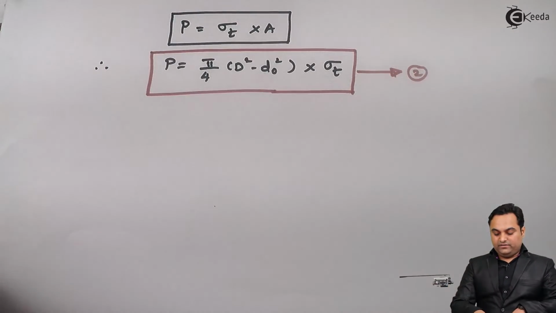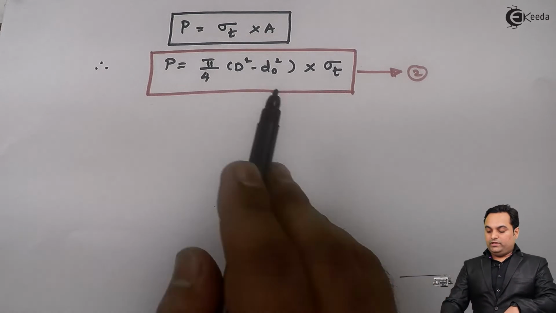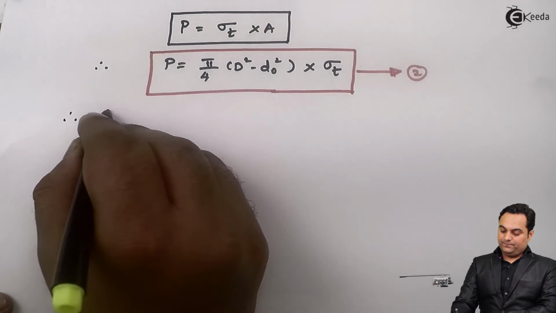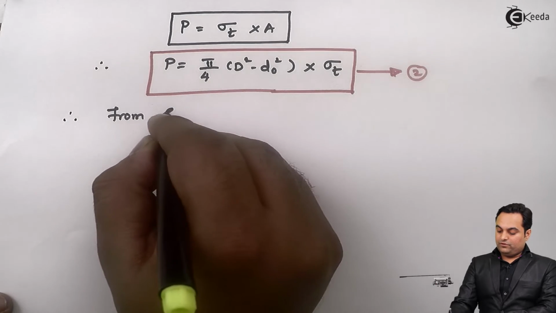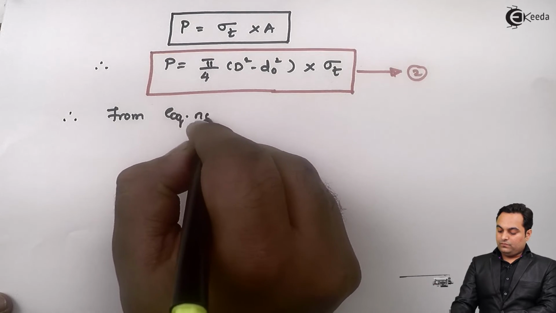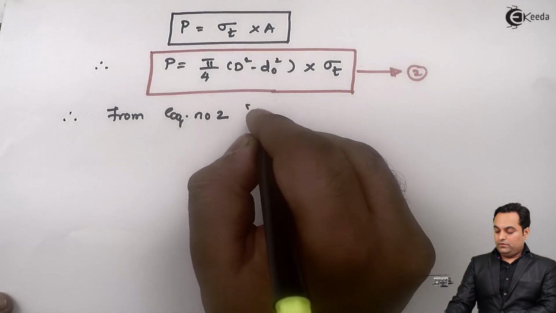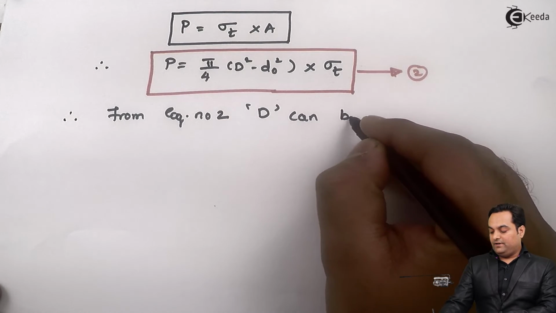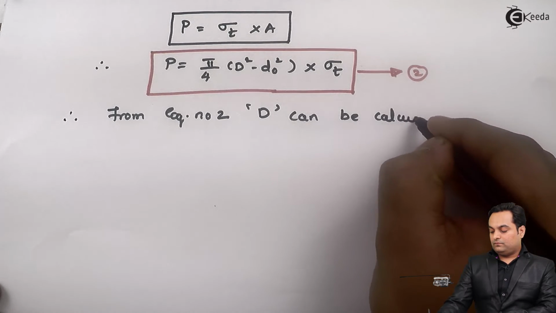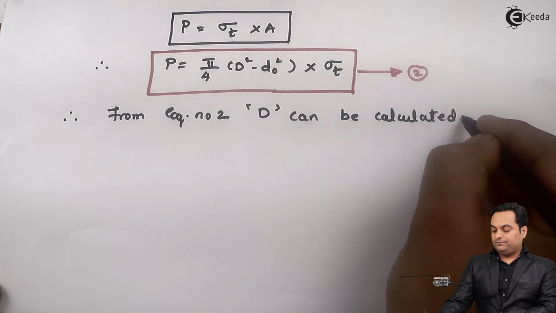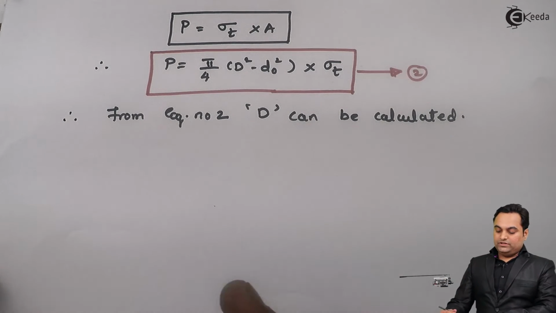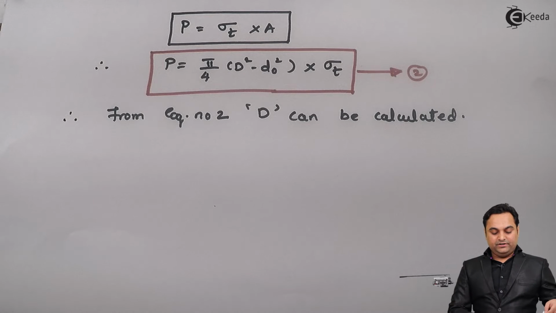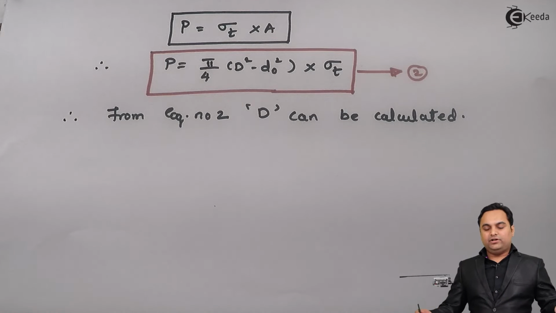So we can say that from equation number 2 we can calculate the outer diameter of the coupler nut. So therefore from equation number 2, the outer diameter of the coupler nut, that is capital D, can be calculated. Now this was by considering tensile failure of the coupler nut. Now we will consider shear failure of the coupler nut.